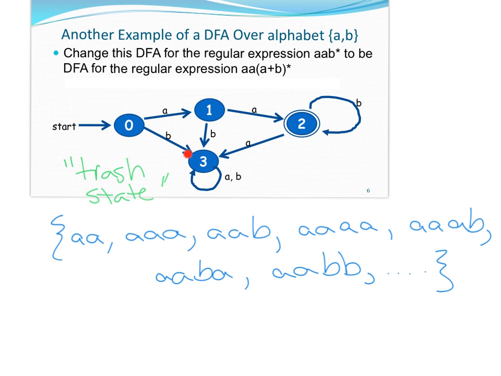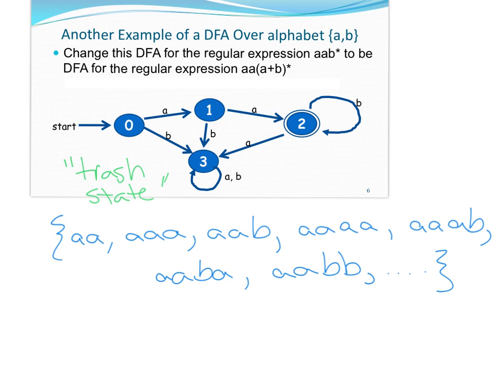If you ever make it to state 3, whatever symbol you see, you are stuck in state 3, right? Everybody see that? You see an A, you stay in state 3. You see a B, you stay in state 3. You can never leave state 3, right? So I'm just going to call that my trash state. Again, that's just informal terminology that I'm using.